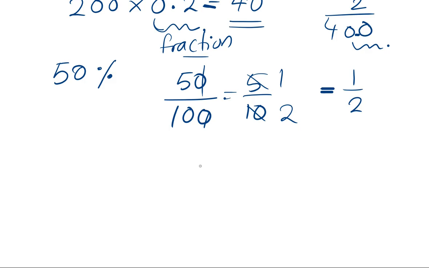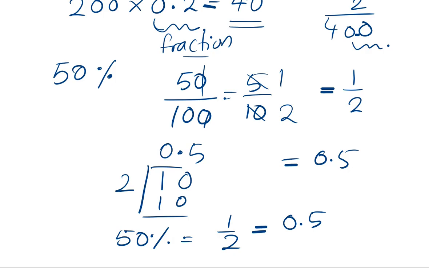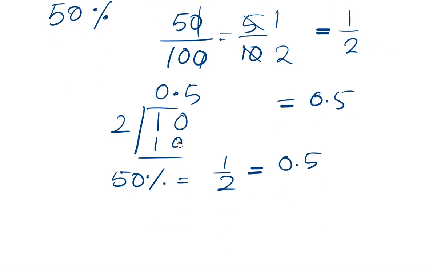Then how can you convert this into a decimal? So 1 divided by 2. How many 2s go into 1 0? Then point, put a 0 here. 2 times 5 is 10. So this is equal to 0.5. So we can say 50 percent is equal to 1 over 2, that is equal to 0.5. Okay, I'll show one more example.